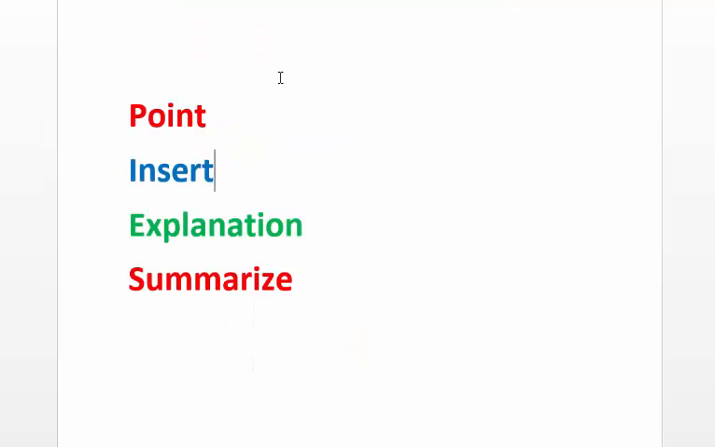And that's a PIES paragraph. Make a point in the first sentence or so. Insert some sort of supportive details or quotes or examples. Explain those details, quotes, or examples. And then summarize the main point again, not necessarily in the same words. I think you'll find PIES is very useful for a lot of different types of writing you're going to face, not only in college, but in life.